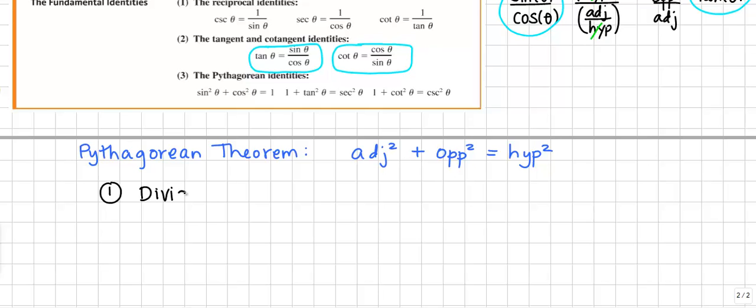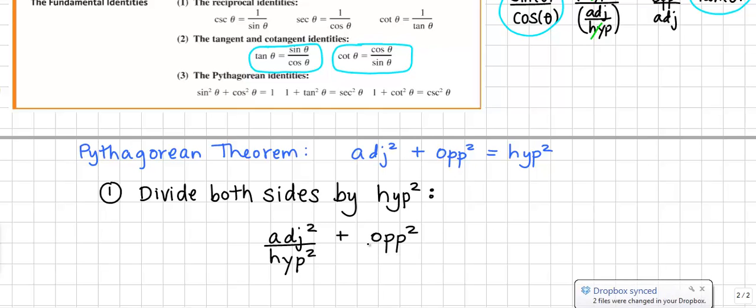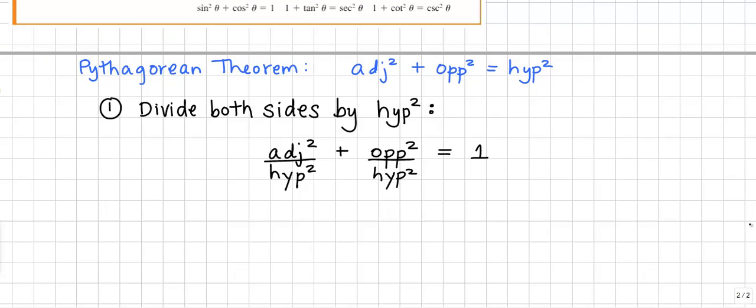Let's divide both sides of this equation by the square of the hypotenuse, which makes your right hand side equal 1. But you would have adjacent squared over hypotenuse squared plus opposite squared divided by hypotenuse squared equals the value 1. And I did that on purpose, so we're going to actually take turns making something in the equation 1.